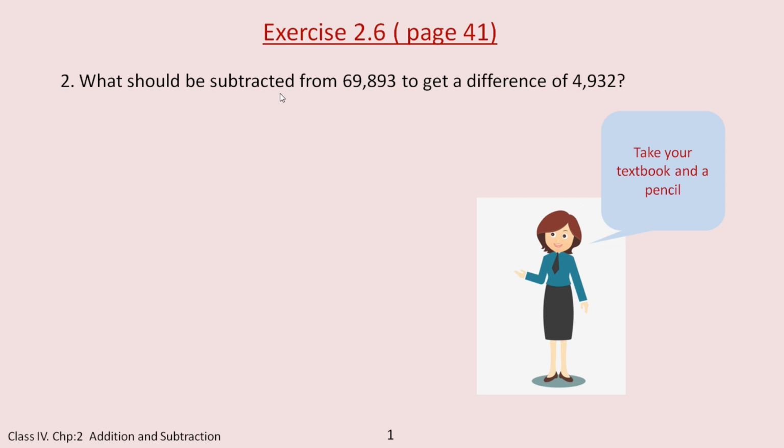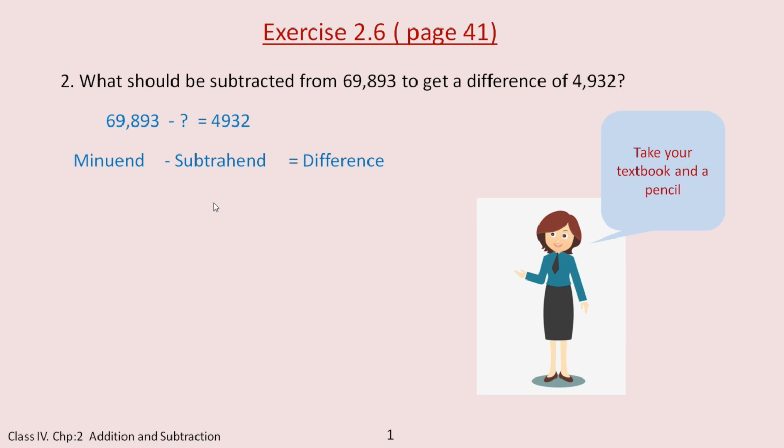So what comes to my mind is something is to be subtracted. So it represents this type of thing in my mind. That subtraction is to be done from 69,893. So this way. Okay. To get the difference of 4,932. So 4,932 is my answer. Fine. I have to find this question mark. So I have the subtrahend which I have to find. The minuend is given and the difference is also given.